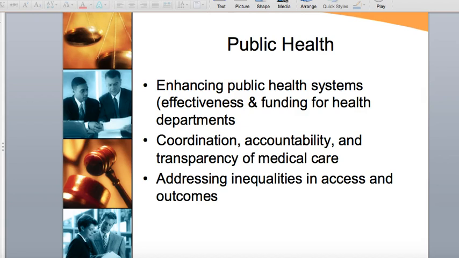And we also know that addressing inequalities in access and outcomes speaks directly to the social determinants of health. But we know that there are inequalities in healthcare outcomes related to race and income and education. And we again know that these inequalities have a direct bearing on the outcomes of patients' health procedures.